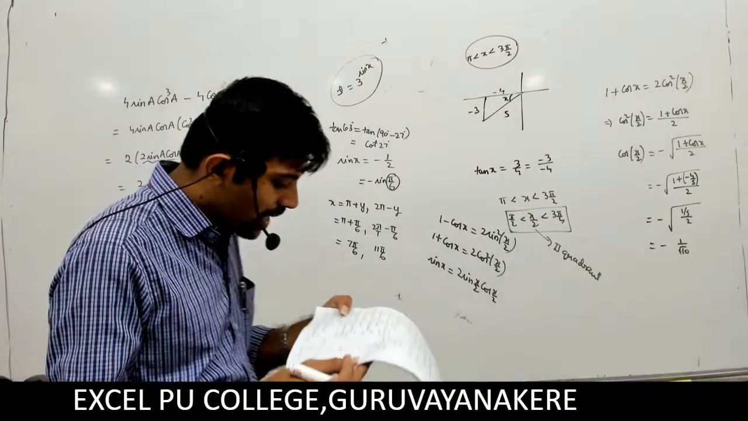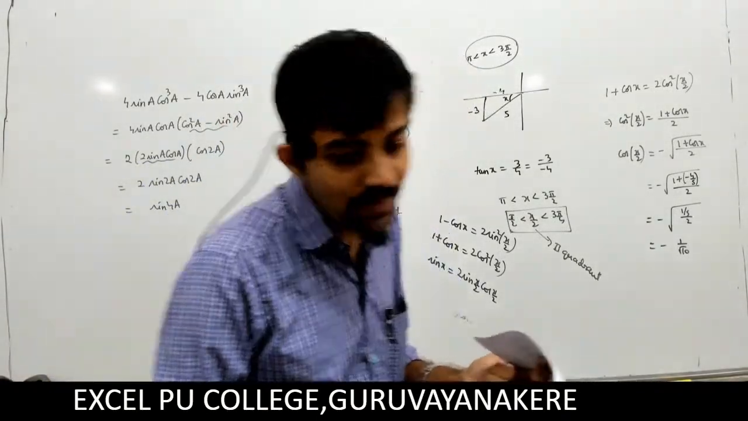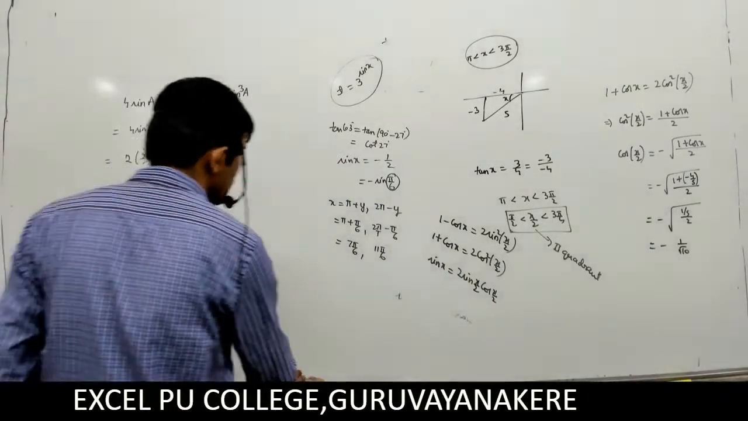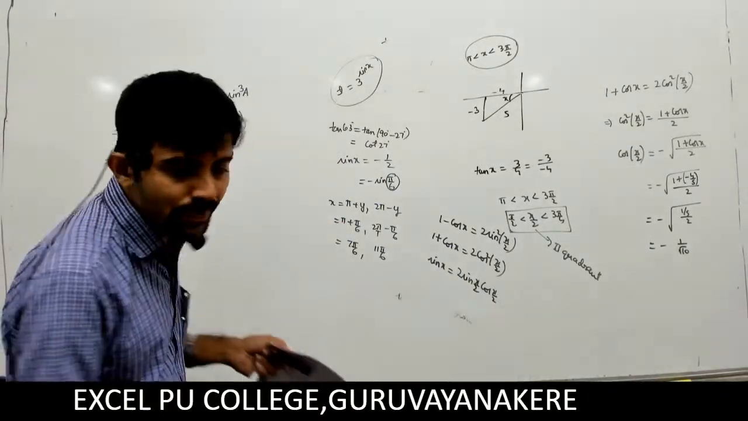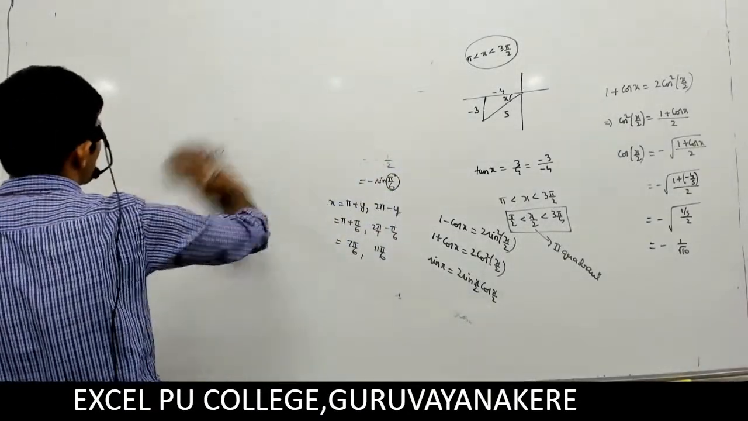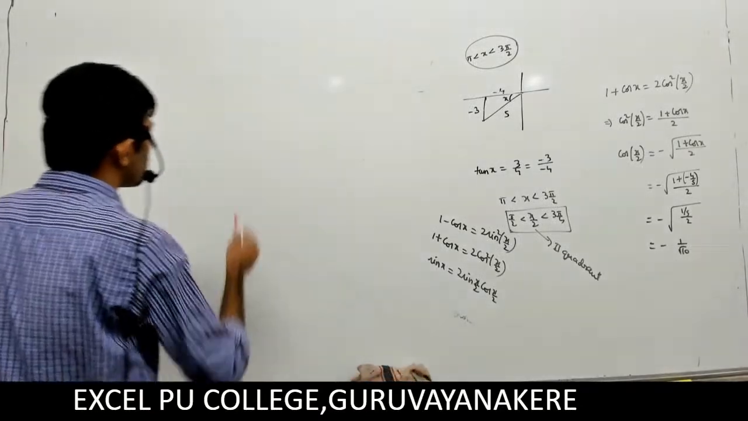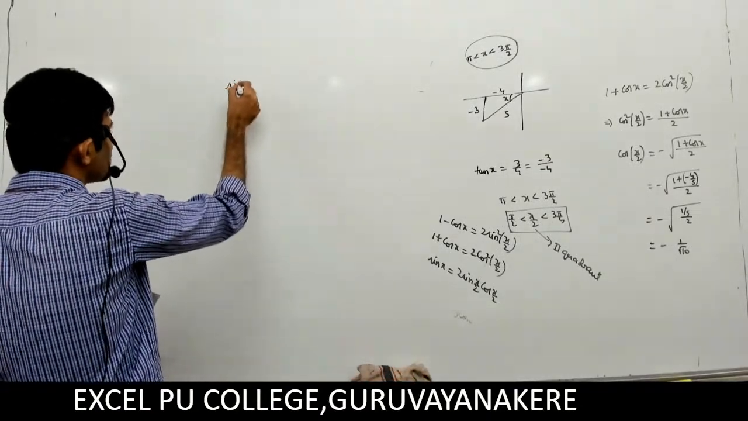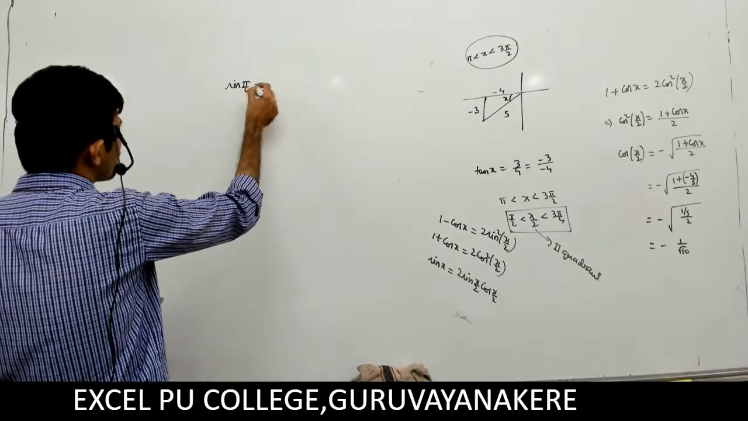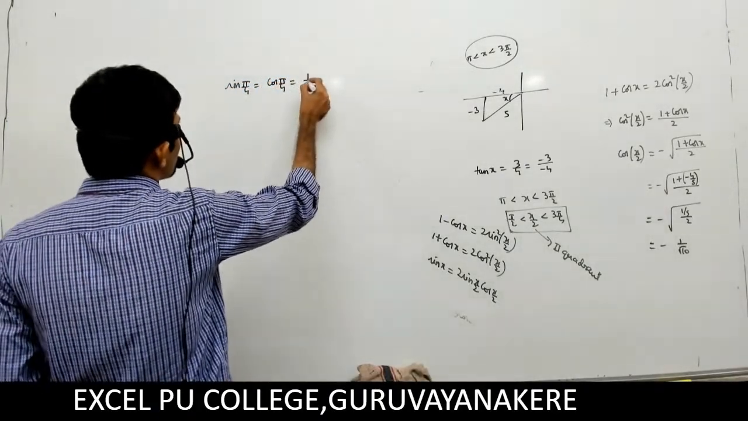Next, tan pi by 8. To calculate the value of tan pi by 8, we can use this formula: tan x by 2 is sin x by 1 plus cos x. You know sin pi by 4 and cos pi by 4, right? Sin pi by 4 is 1 by root 2. Cos pi by 4 is also 1 by root 2. Both of them are 1 by root 2. We know this. Is that clear?